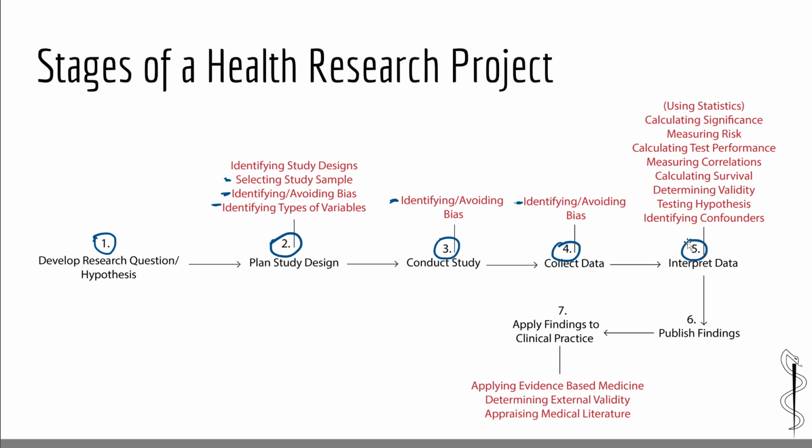The fifth stage of a health research project is to interpret the data. This is where statistics comes into play. Depending on the type of study and the type of data, different kinds of statistical analysis can be performed. We are going to spend a lot of time talking about the interpretation of data and the different kinds of statistical analysis used in health research. Here I have listed some of the statistical techniques used during the data interpretation stage of a health research project. We're going to talk about each one of these in depth in the future. Don't worry.